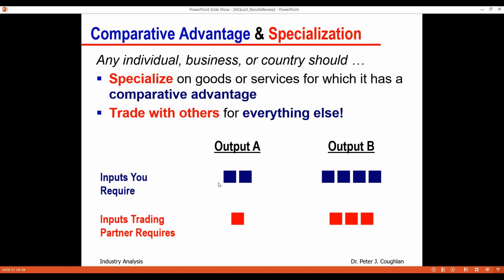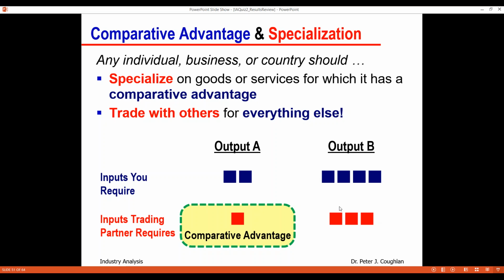So the cost to me of output A is a half of B. The cost to my trading partner is 1/3 of B. So my trading partner actually has a lower opportunity cost, and therefore a comparative advantage in producing output A, because he's only giving up 1/3 B. I'm giving up 1/2 B, which is bigger, right? So I have a bigger opportunity cost of producing output A. Therefore, my trading partner has a comparative advantage in output A.